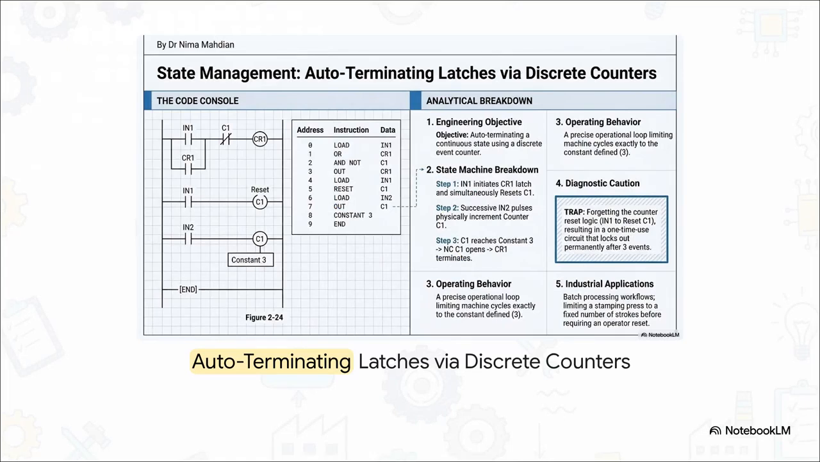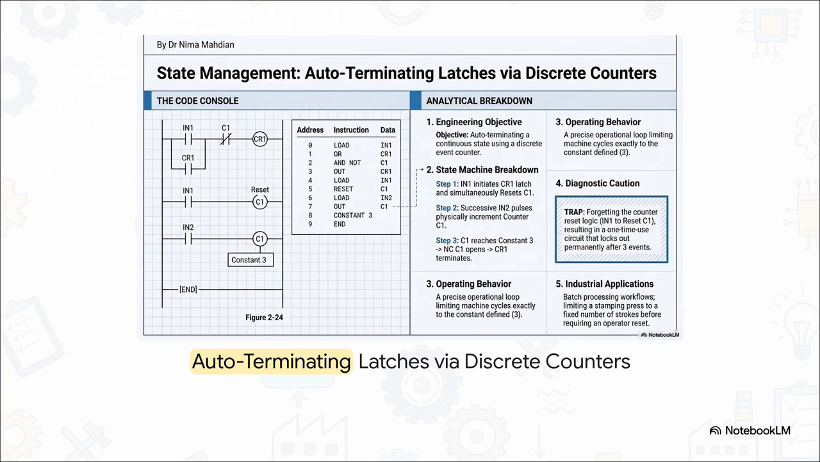Now, what if we want to break a latch based on a specific sequence of events, rather than just relying on sensors? Consider an industrial batch processing workflow. Maybe it's a stamping press that has to stroke exactly 3 times and then completely stop. We can actually achieve this precise operational loop by using a discrete event counter, just like you see here. Let's look at the logic flow. Step 1, the operator presses IN1. That initiates the CR1 latch to start up the press, and simultaneously, down on a parallel rung, it resets counter 1, or C1, back to 0.